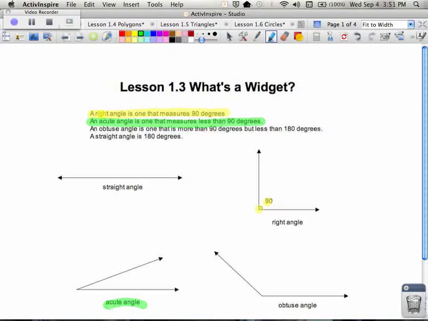An obtuse angle is one that measures more than 90 degrees, but less than 180. For example, down below on the right-hand side, that's an obtuse angle. And a straight angle is one that's exactly 180 degrees. And those are the four kinds of angles when we talk about the size of an angle.